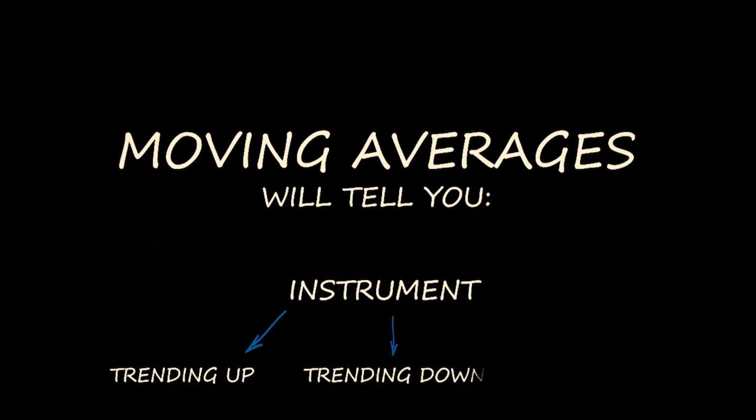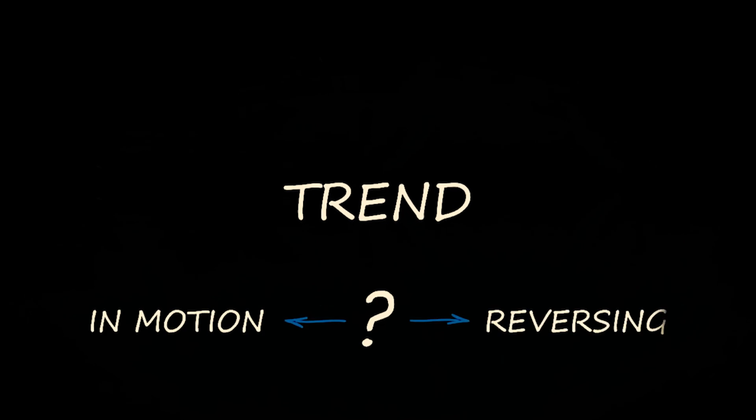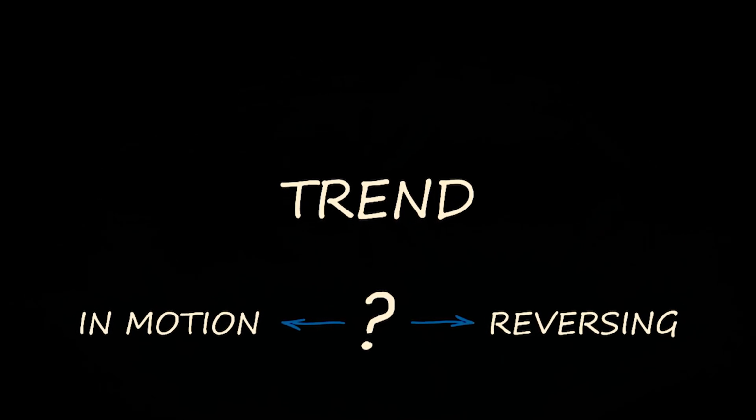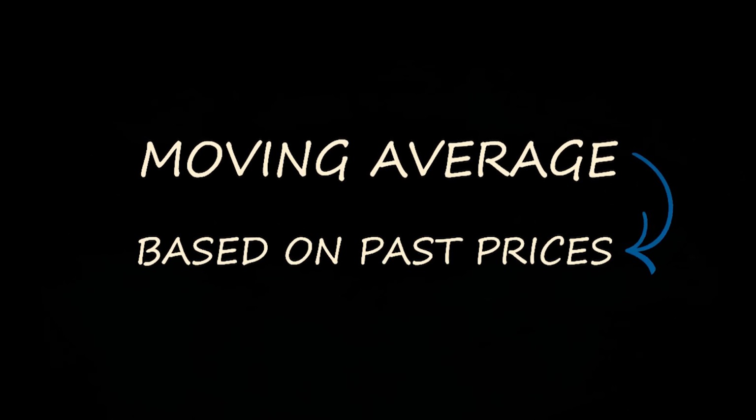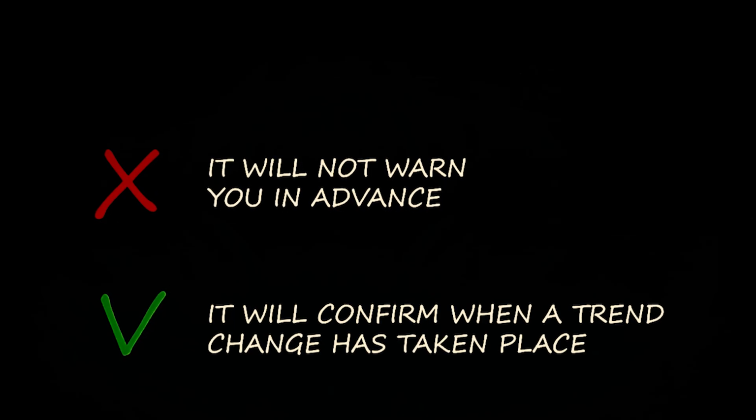So moving averages will tell you whether an instrument is trending up, down, or if it's ranging. It can tell you if a trend is still in motion and whether it is reversing or losing momentum. Have in mind that a moving average is based on past prices and is known as a lagging indicator. Therefore, it will not warn you in advance, but it will confirm when a trend change has taken place.